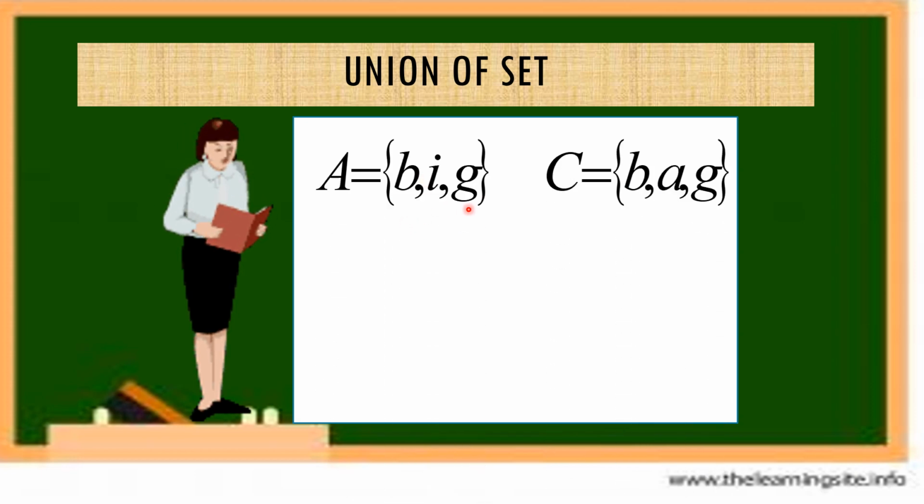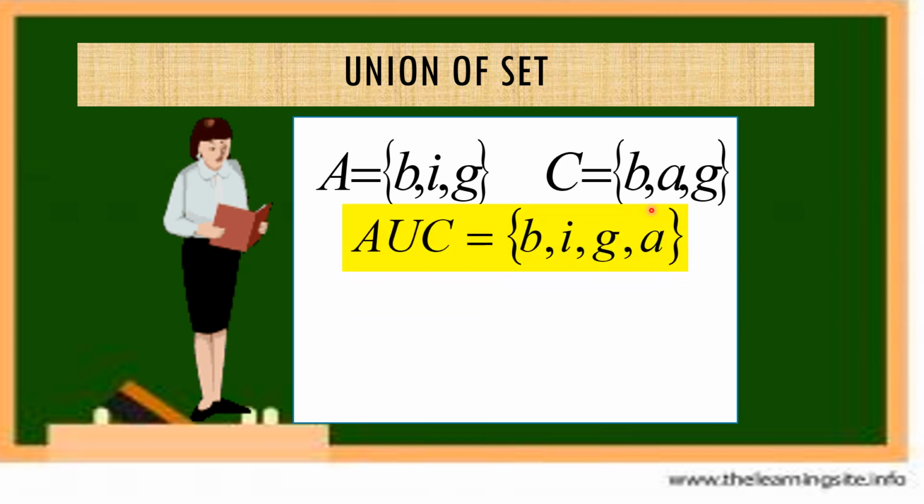Set A is a set whose elements are B, I, and G. Set C is a set whose elements are B, A, and G. We need to find all the elements found in set A and set C, but if there are common elements, we need only to write the common element once. So we have the common elements B and G. Therefore, for A union C, we have B, I, G, and the letter A.